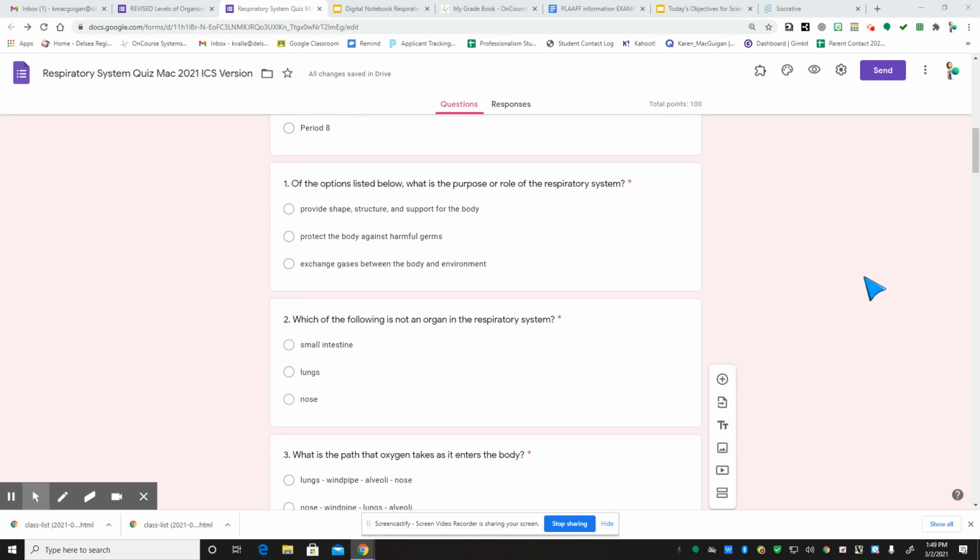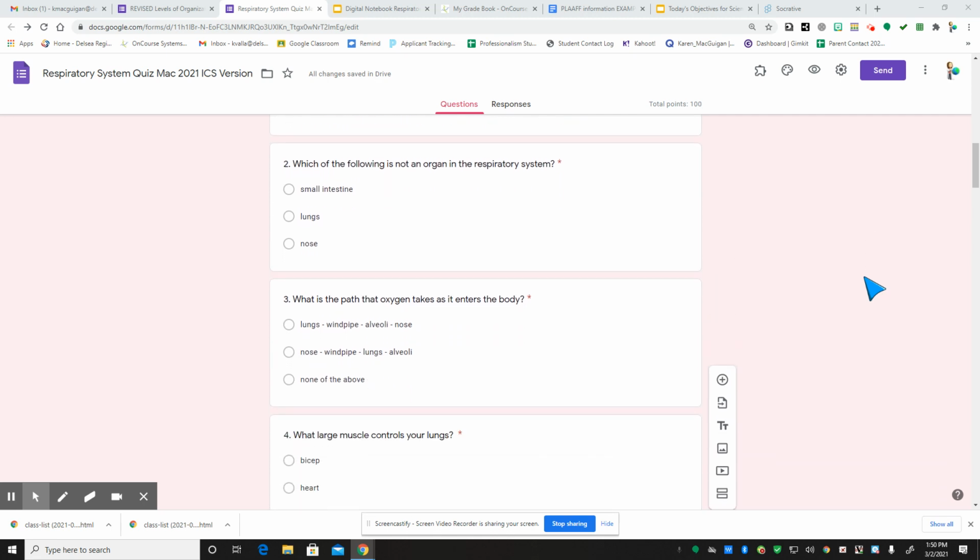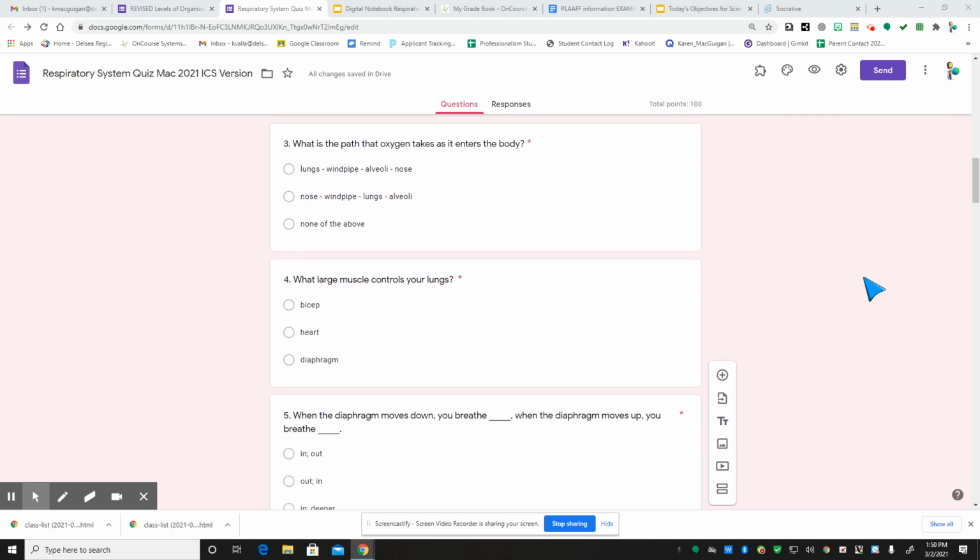Of the options listed below, what is the purpose or role of the respiratory system? Is it provide shape and structure and support for the body, protect the body against harmful germs, or exchange gases between the body and environment? Question number 2. Which of the following is not an organ of the respiratory system? Small intestines, lungs, nose.